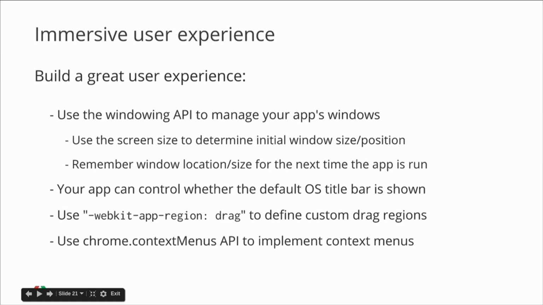We also give you a way to do context menus. Again, this is an expectation that people have of apps. I control click or I right click, whatever it is, and I expect a context menu to come up. You can do that in your apps. We give you that ability.